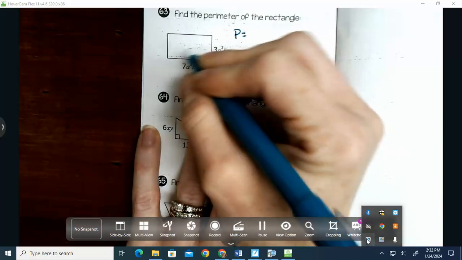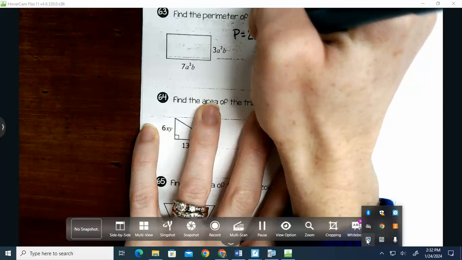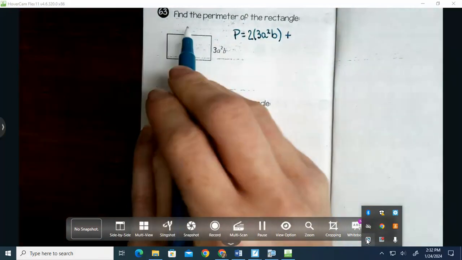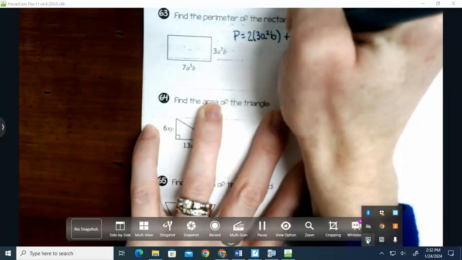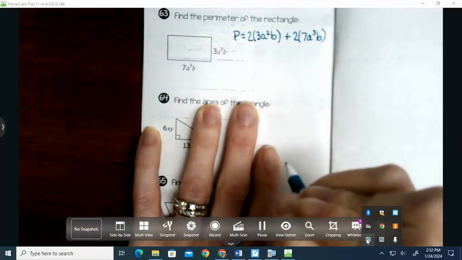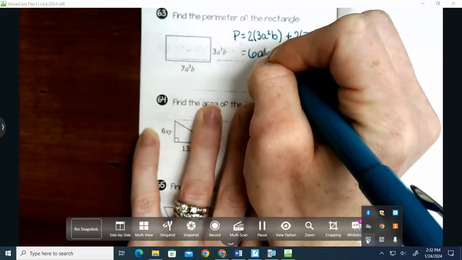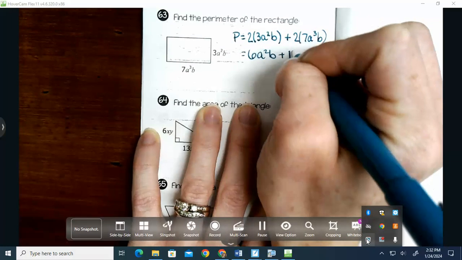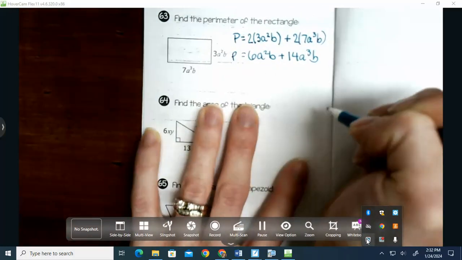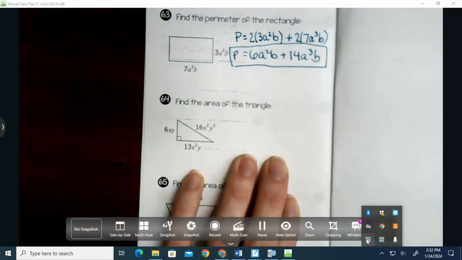Okay, so we would have this on both of them, so you could either write it twice or say 2 times that. And then we would have 2 of these. Okay, so 2 times 3 is 6 a squared b, plus 14 a to the 3rd b. Can we combine those? No, they're not like terms because the variables don't match. So that's our final answer.